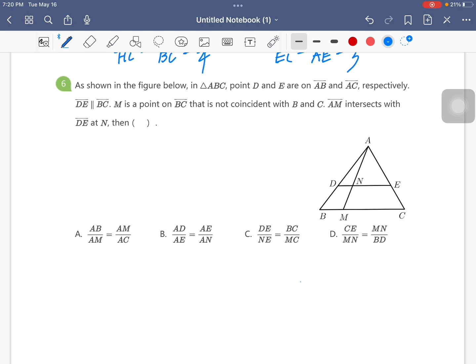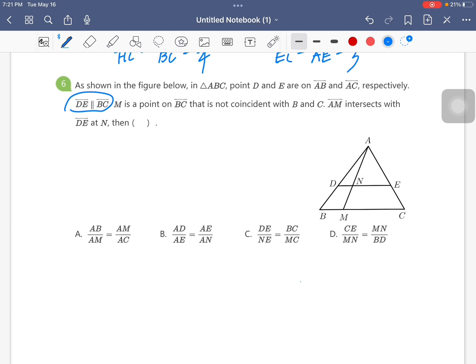And the sixth question, which is the last question: we have the triangle ABC, and D and E are on AB and AC respectively. We have DE parallel to BC. This is a very important point for this question. And M is a point on BC that's not coincident with B and C, and AM intersects with DE at point N.